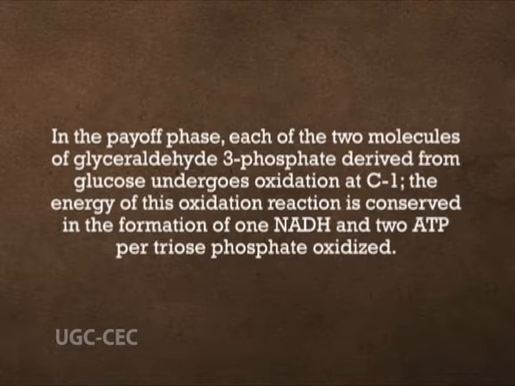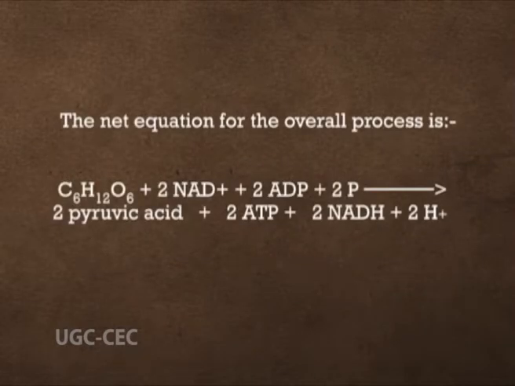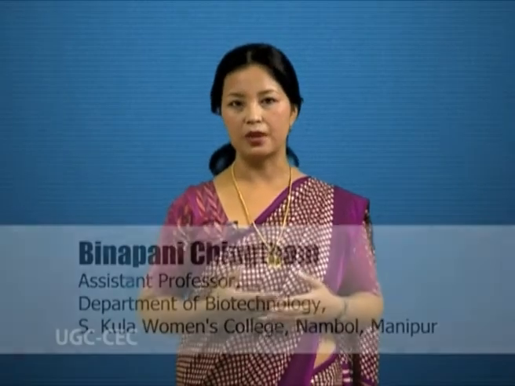The energy of this oxidation reaction is conserved in the formation of 1 NADH and 2 ATP per triose phosphate oxidized. The net equation for the overall process is 1 molecule of glucose plus 2 NAD+ plus 2 ADP plus 2 Pi gives 2 molecules of pyruvic acid plus 2 ATP plus 2 NADH plus 2 hydrogen ions. Glycolysis is tightly regulated in coordination with other energy-yielding pathways to assure a steady supply of ATP. Hexokinase, PFK1, and pyruvate kinase are all subject to allosteric regulation that controls the flow of carbon through the pathway and maintains constant levels of metabolic intermediates.